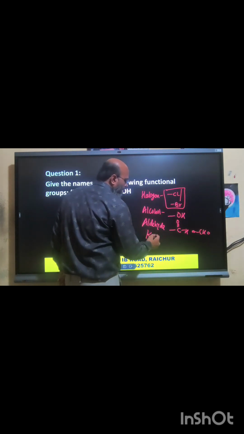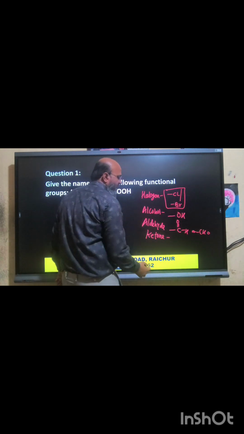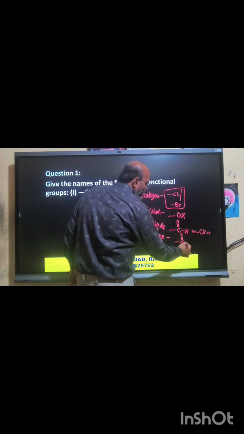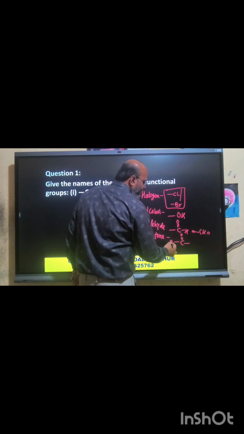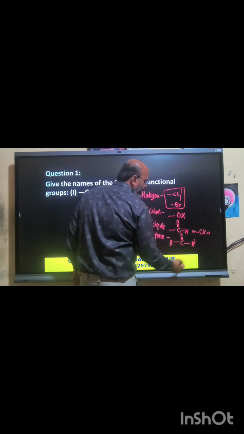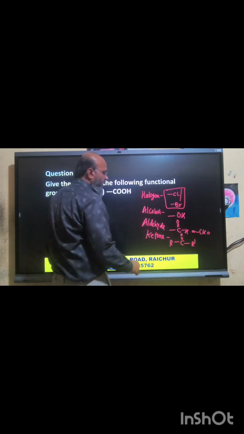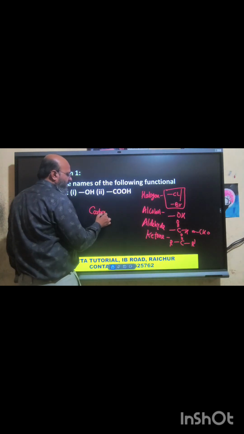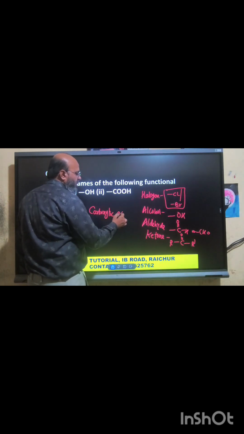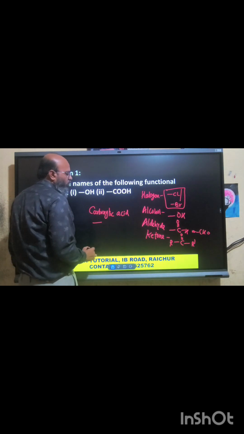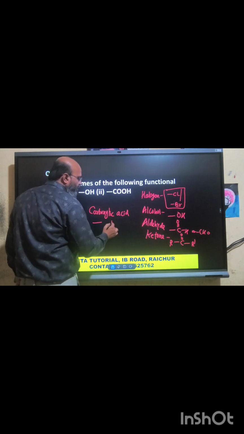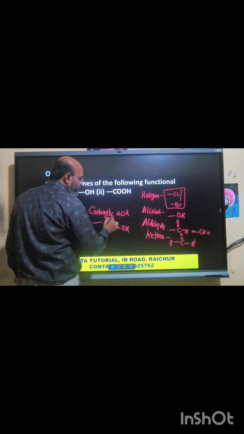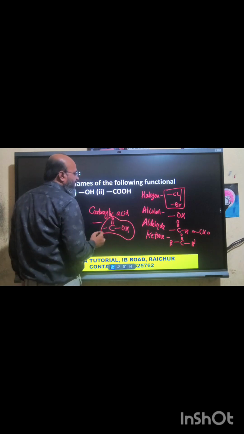Next we have ketone. The ketone general formula is single bond C, double bond O, single bond. On both sides we get an alkyl group. R and R dash are called alkyl groups. The last one we have is carboxylic acid. The general formula of carboxylic acid is C, double bond O, single bond OH. This is the general formula of carboxylic acid.